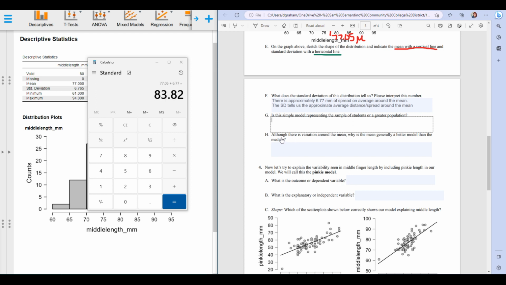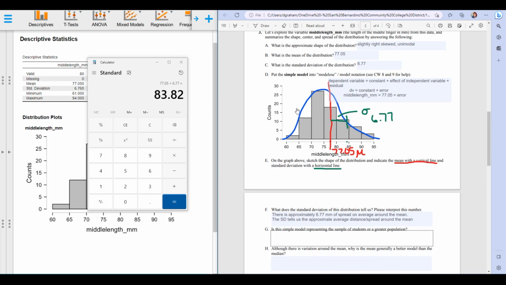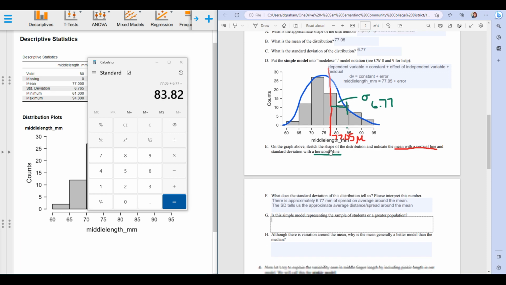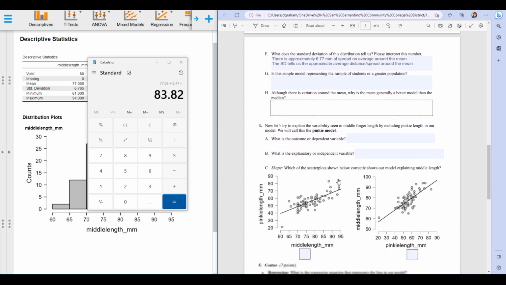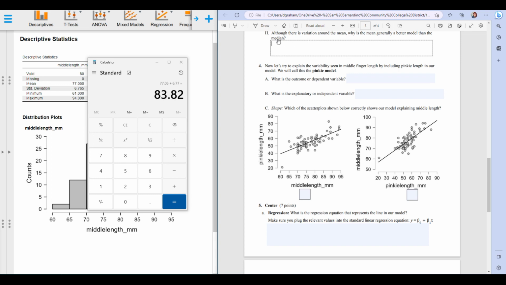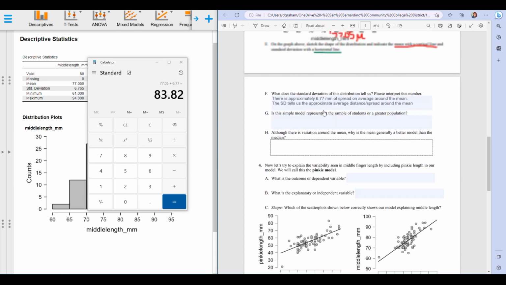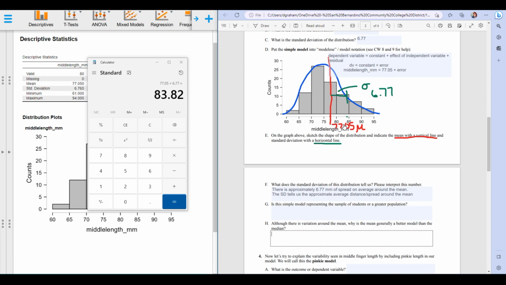And although there's variation around the mean, right, we see that there is a lot of variation. Why do we still use the mean as the basis of our model? Why is the mean generally a better model than the median in most cases? And this is going to go back to classwork, I believe 6 on central tendency. So you're going to want to go back to the very end of that classwork and look at that for help on this one. Again, it's kind of like, what's so special about the mean? Why do we use the mean so often? Why do we like the mean? What does it do for us?